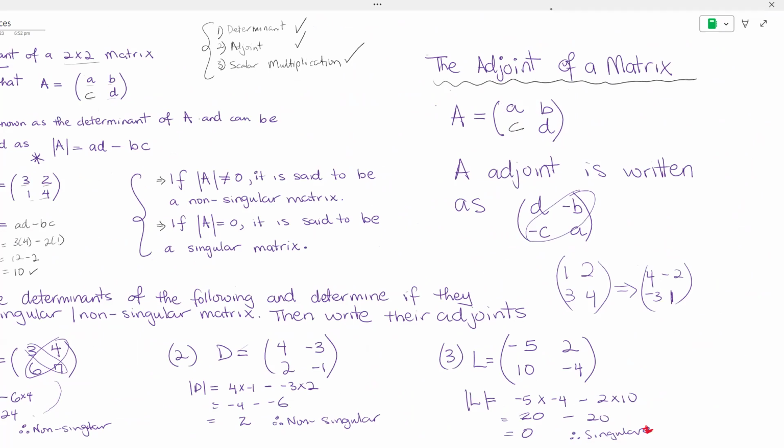So A is equal to A, B, C, D. A adjoint is actually equal to, you're switching the positions of A and D. So D is coming up at the top and A is going down at the bottom diagonally. And then it's going to be negative B, negative C. Now that negative doesn't mean that whatever the number is will always remain negative. That's not what it means.